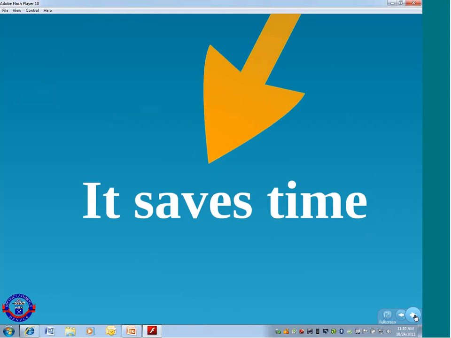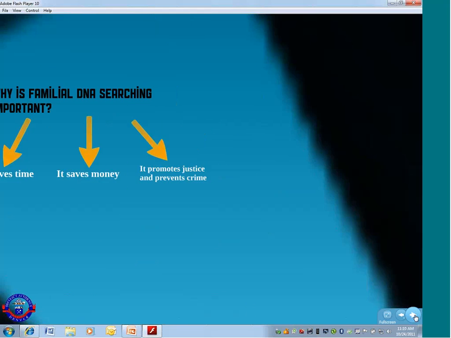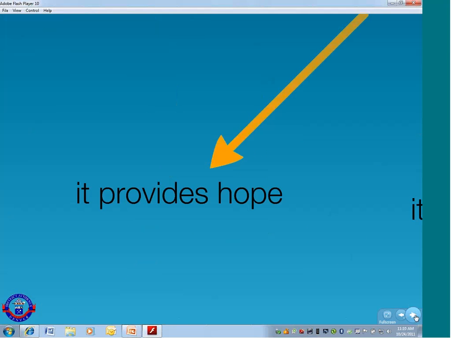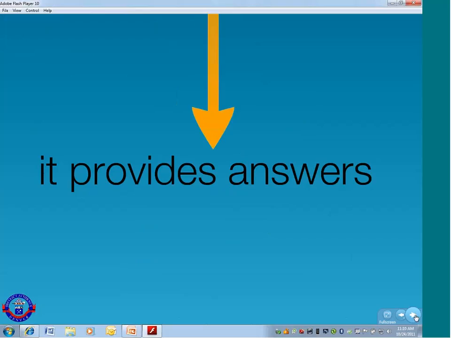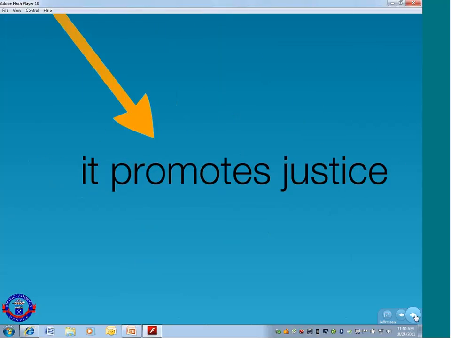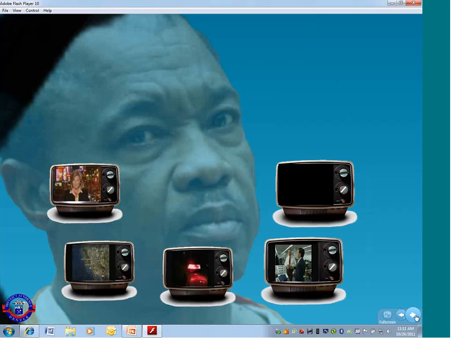So why is familial searching important? It saves time, saves money, and it promotes justice and prevents crime. Why is it important to victims of crime? It provides them with hope, and I'll talk about that a little, provides them with answers if there is a familial hit, and again, promotes justice. We all know, those of us that work with victims, these are the 5 effects that we see from victimization. And of course, when we're talking about homicides and sexual assaults, obviously there's physical, emotional, social, and spiritual aspects to those types of victimizations.